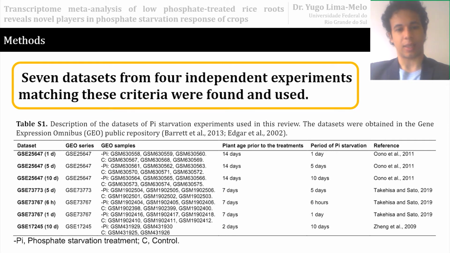You can see here in this table the description and some information for each data set, like the data set ID, the GEO series where they can be found, the name of the samples, and also the age of the plants and the period of phosphate starvation in each experiment. And as you can see, they are different among the data sets, but it is expected because researchers are always using different kinds of treatments and plant ages.